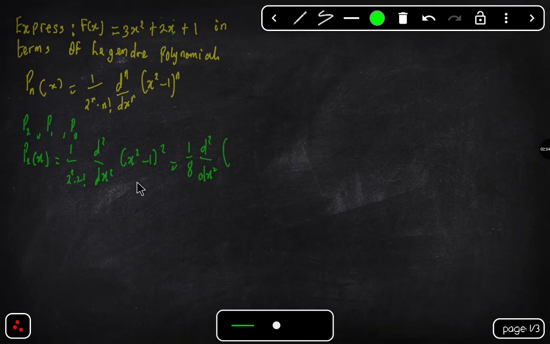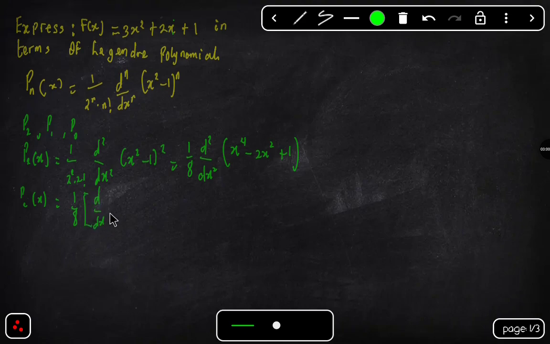Alright guys, so if we expand x squared minus 1 raised to the power of 2, we're going to have x raised to the power of 4, then minus 2x raised to the power of 2, then plus 1. Okay, so we expand that, we are going to have this. So let's differentiate these 2 times. So we have p2 of x is equal to 1 over 8, then into bracket d dx.